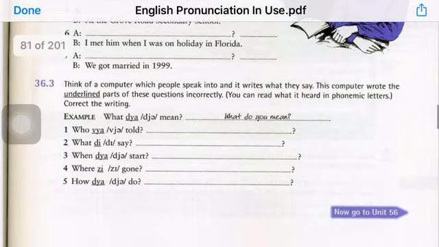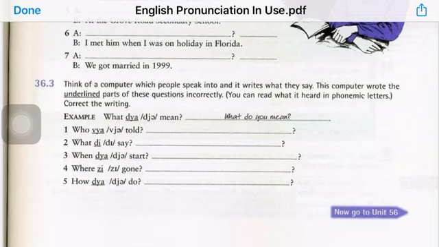Let's go to the last exercise in this unit, which is exercise 36.3. Think of a computer which people speak into, and it writes what they say. This computer wrote the underlined part of these questions incorrectly. You can read what it heard in phonemic letters. Correct the writing. Now we need to figure out what these phonemic letters really mean.